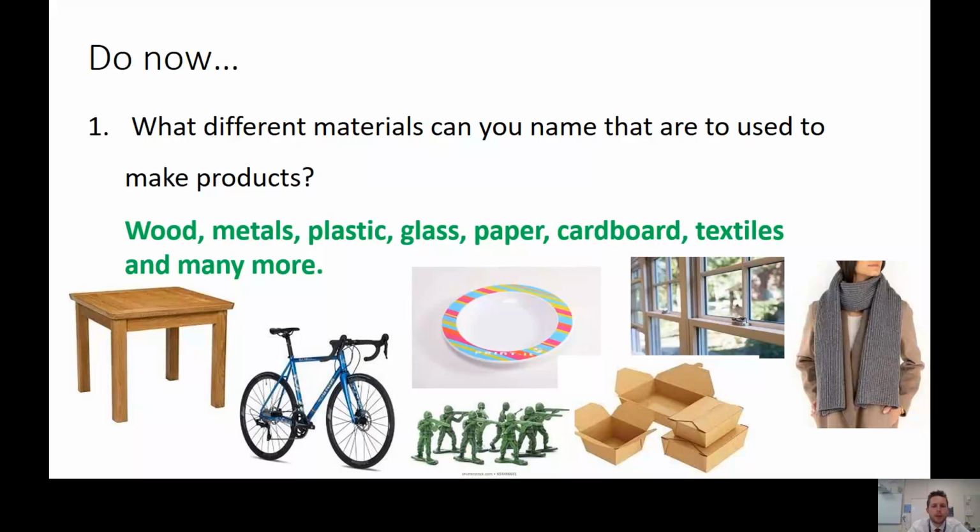So the question today then is, where do these materials come from? Where does wood come from? Where does metal come from? Where does plastic come from? We're surrounded by products that we take for granted. We use them day to day, whether it be clothes, chairs, toys. All these products that surround us in our day-to-day lives are made of materials, and they all start life completely differently. In today's lesson, we're going to have a look at the primary sources of materials, the origins of these design and technology materials that we make products out of.